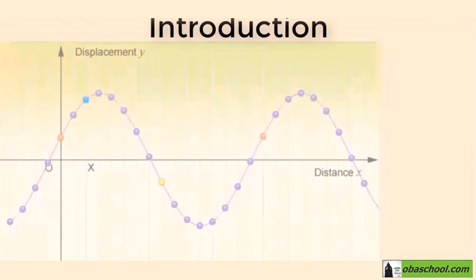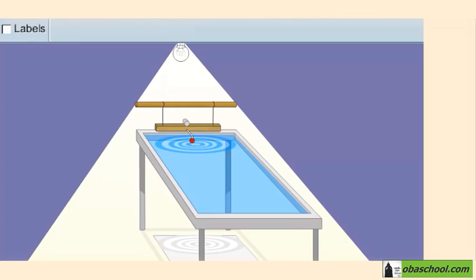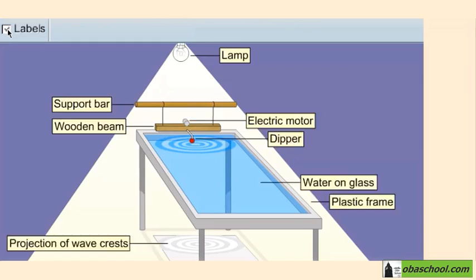Here is one type of ripple tank that is used to show how waves in water usually behave. So basically, the water is contained in a plastic frame with a glass bottom. A wooden beam is suspended from a wooden bar, and can be raised or lowered. A small electric motor fixed to the wooden beam allows it to vibrate when the motor runs. The dipper touches the water surface, giving circular waves across it.